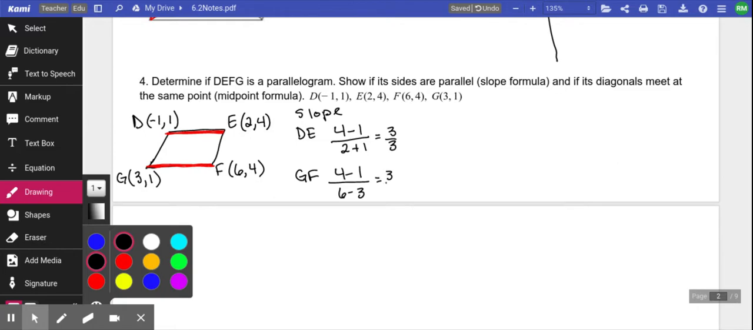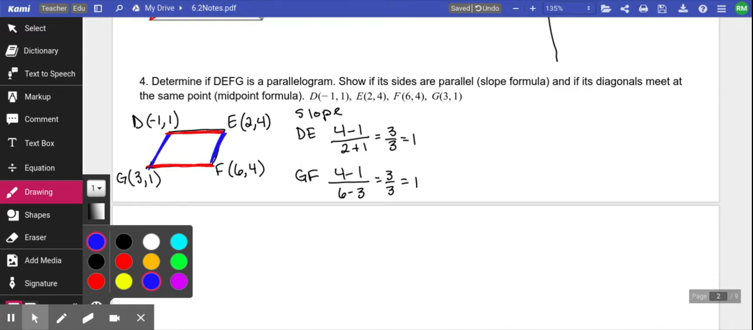And here we also get 3 over 3. Those both simplify to 1. They have the same slope. If they have the same slope, then they're parallel. So good there. Now we have to see if the other two sides are congruent.